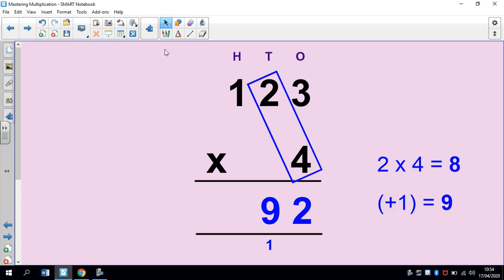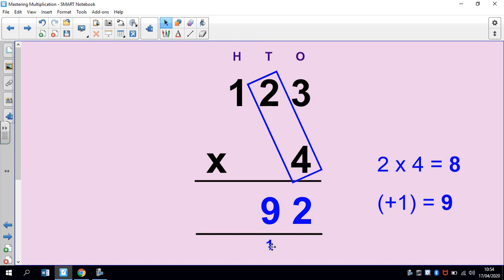Alright, now we move on to the tens. We multiply that 2 by 4. Remember, it's technically a 20 times 4, but we've followed all the previous steps, so there's not going to be any confusion. We can think of it as 2 times 4 and figure out that the answer would be 8.